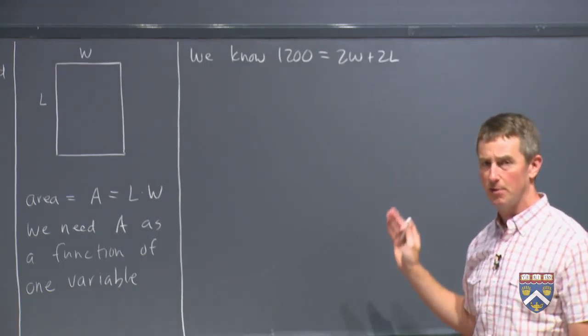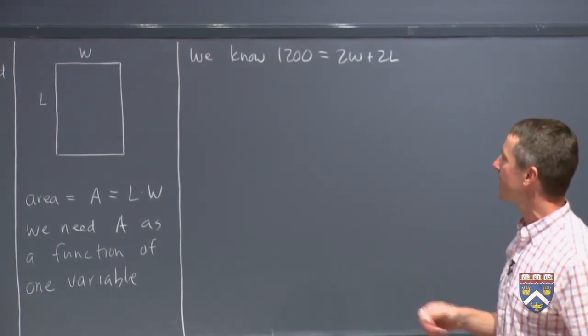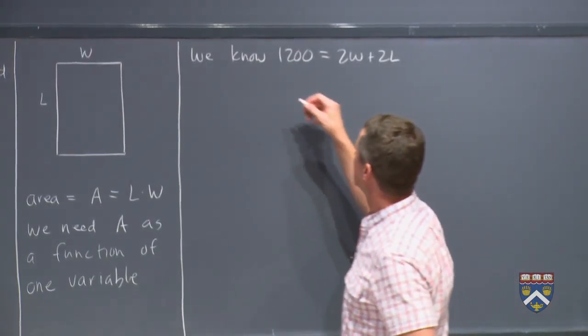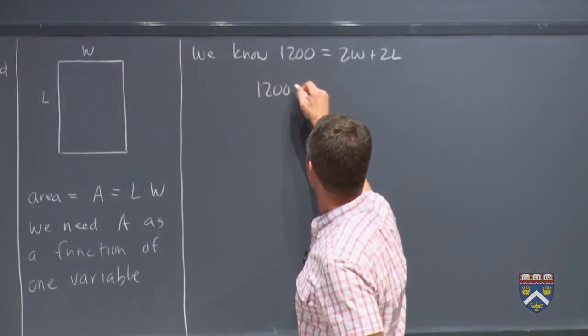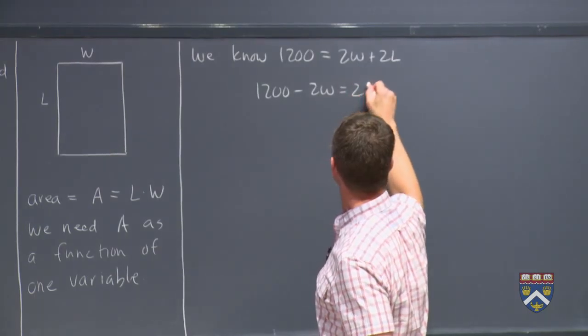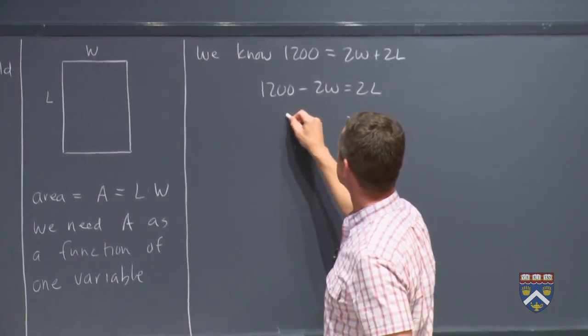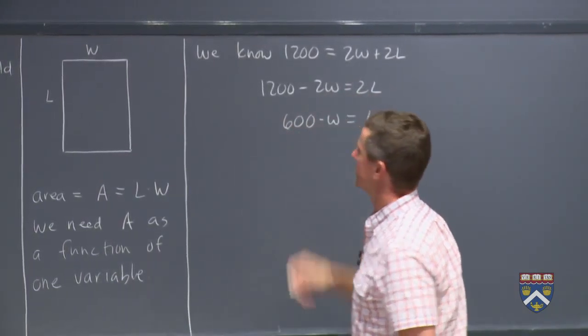In this case, everything is perfectly symmetrical. It doesn't matter which variable we solve for. I'm going to solve for L. So I'm going to get 1,200 minus 2W equals 2L. So L is 600 minus W.